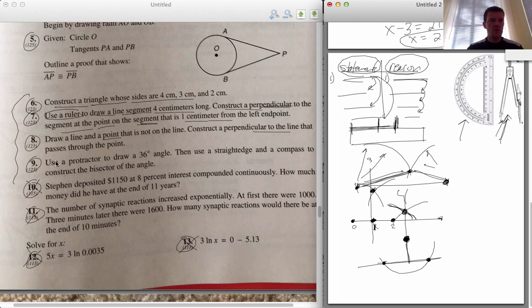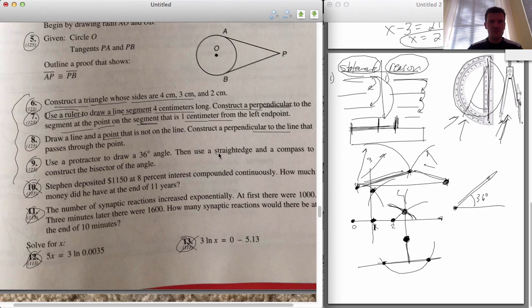Let's do one more here. Use a protractor to draw a 36-degree angle. So you can take this device, your protractor, draw a line, and then put the straight part of your protractor on that, and the edge of it there at that point. Measure 36 degrees, okay, and put a point, and then draw your 36-degree angle right there using your protractor.